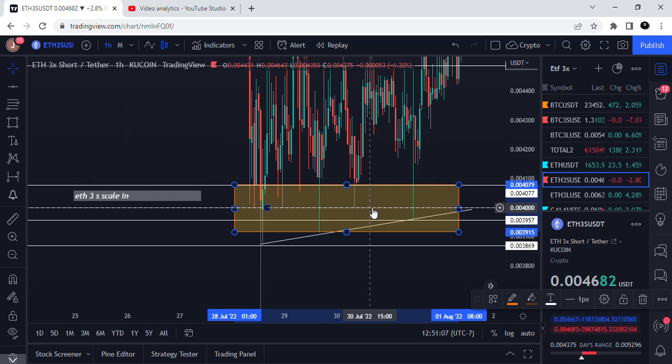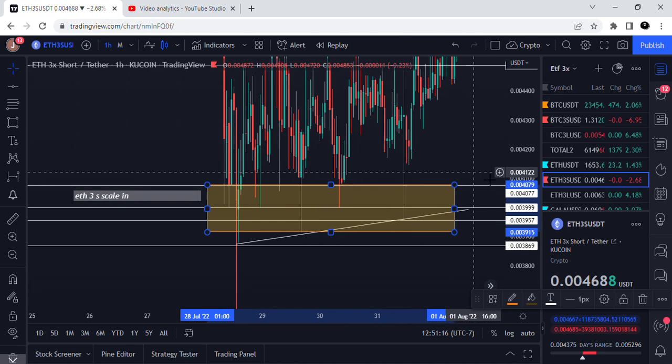I only trade the wicks. And then I'm looking for a diagonal pattern and a horizontal pattern. So that's how to trade a 3x ETF on Kucoin.